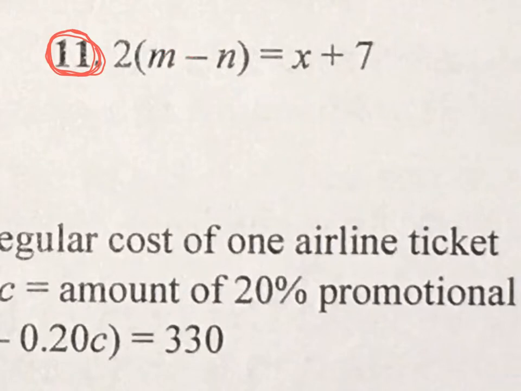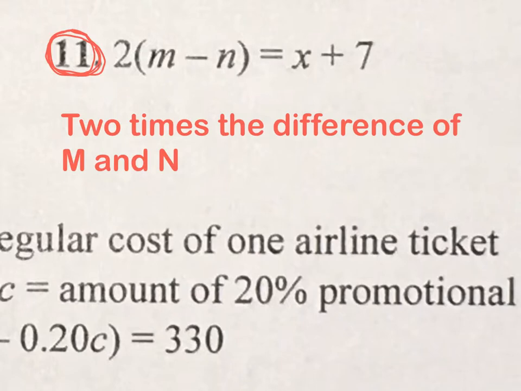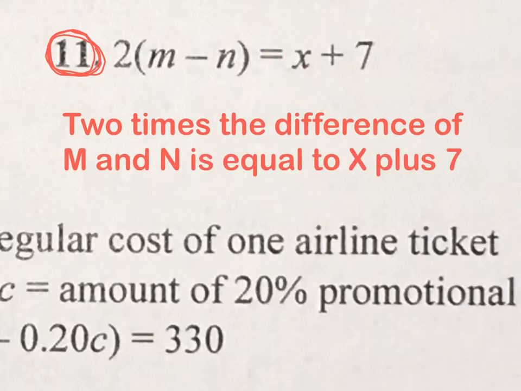Let's do that. 2 times the difference. So we have 2 times the difference of m and n. How about this equal sign? We're going to say is equal to, or is x plus 7, or x increased by 7. And then again, you could also say, instead of plus, you could say increased by 7, right? So there's the answer for number 11.